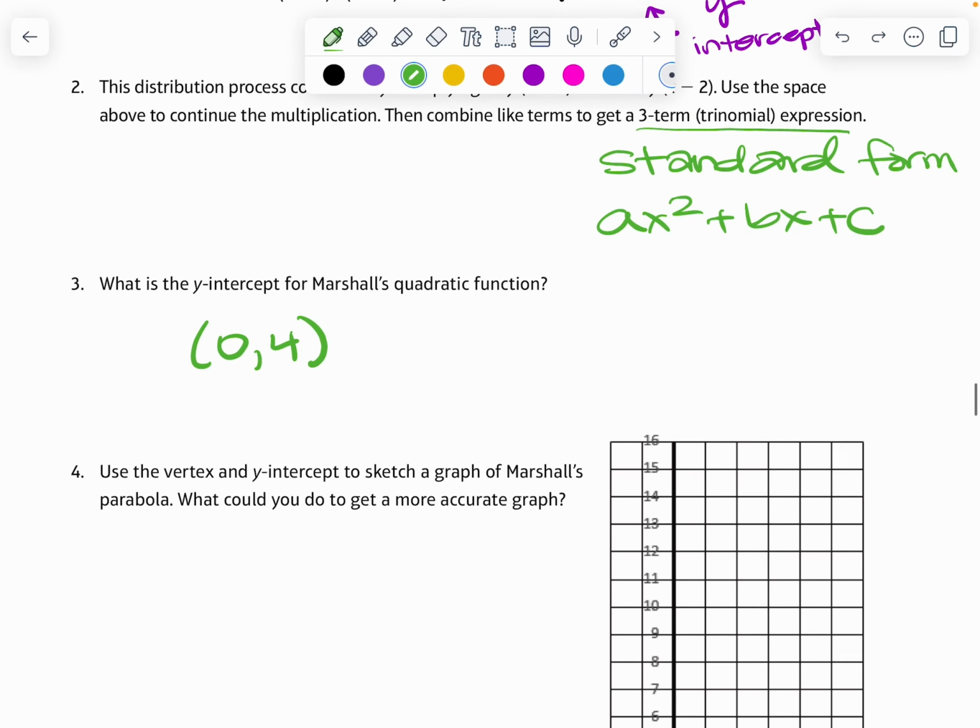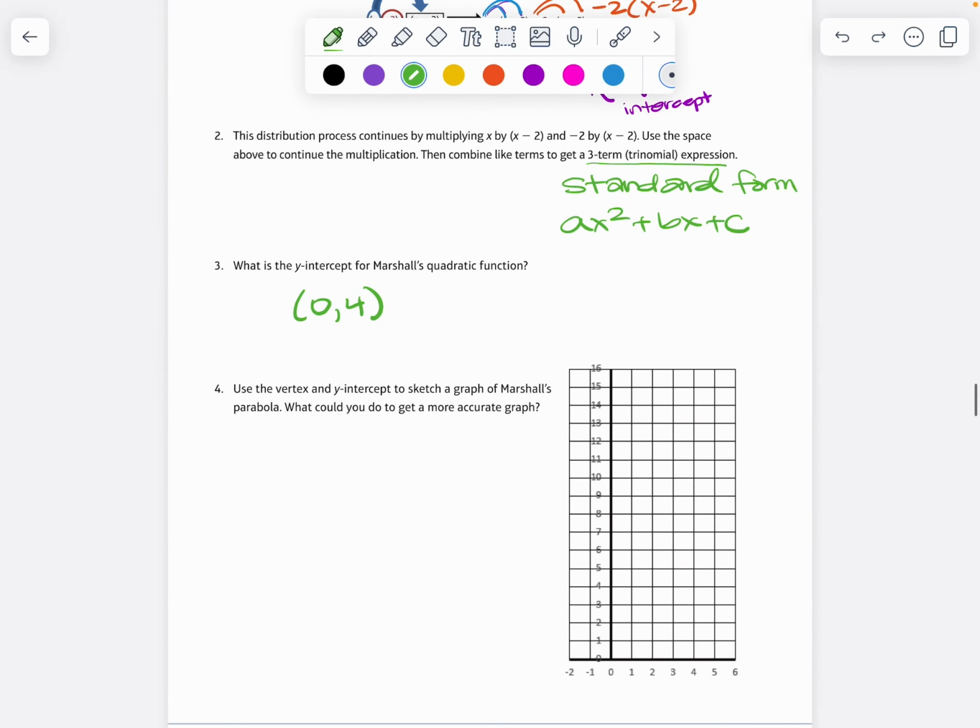Okay, so number 4, it says use the vertex and the y-intercept. This is why we went to all this work, to graph a parabola. So (0, 4) is my y-intercept. And if I look back up, the vertex from the previous page was (2, 0). That was our vertex from the last page. So I'm going to graph (2, 0).